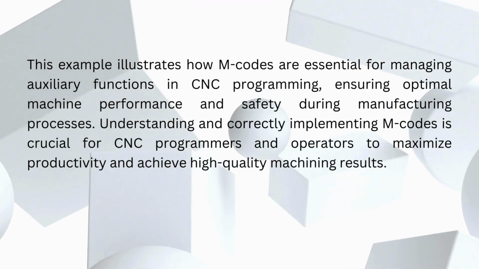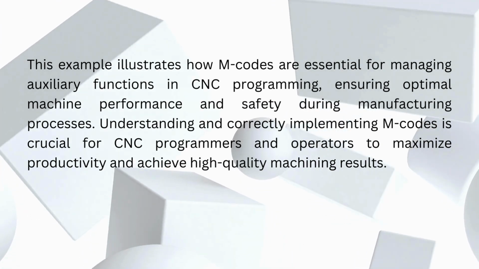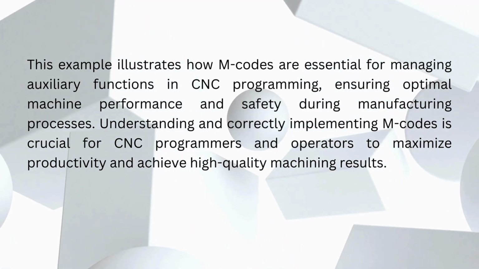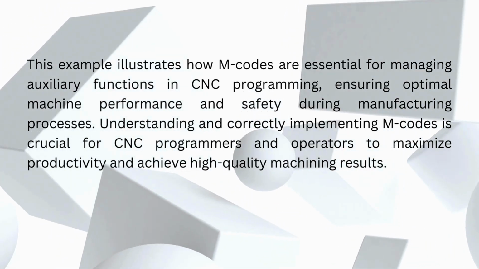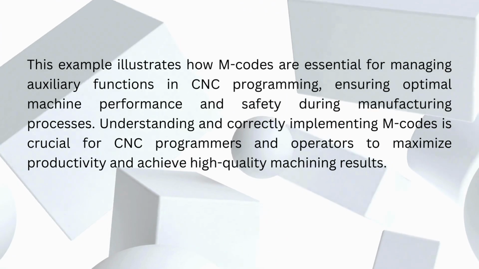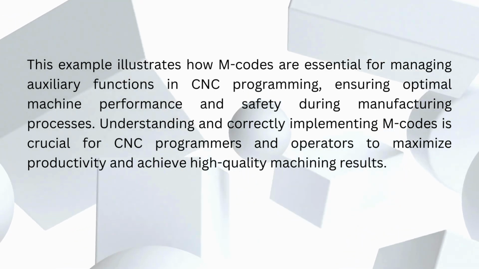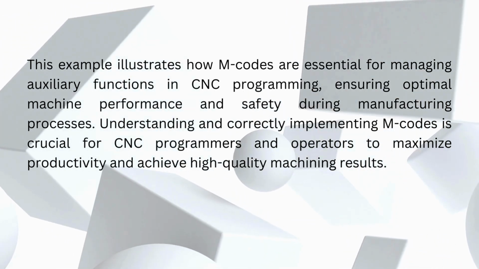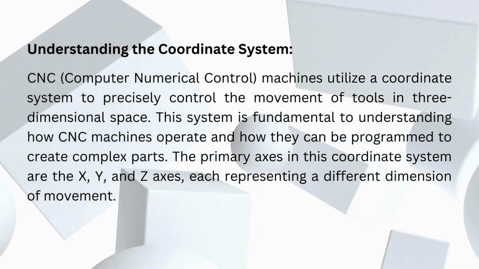This example illustrates how M-codes are essential for managing auxiliary functions in CNC programming, ensuring optimal machine performance and safety during manufacturing processes. Understanding and correctly implementing M-codes is crucial for CNC programmers and operators to maximize productivity and achieve high-quality machining results. Understanding the coordinate system.